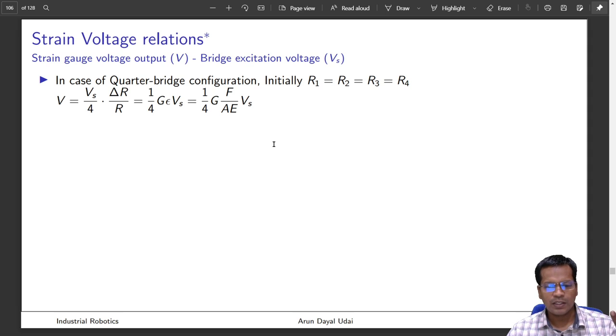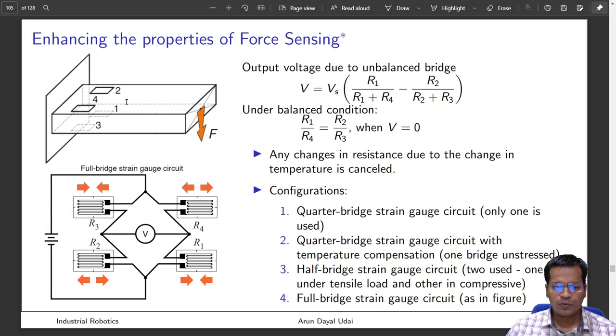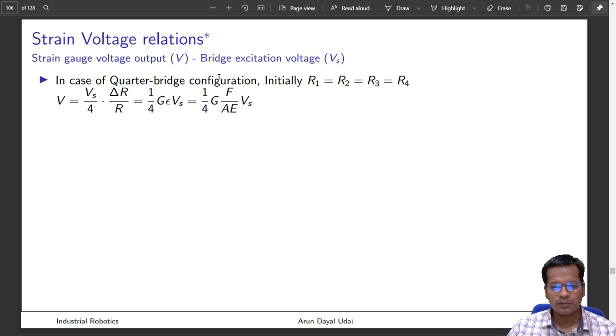Okay, so these are some of the very basic equations, these formulas which are here for different configurations. In case of quarter bridge configuration, when initially you have this, output voltage will vary with this formula. I'll share this slide, or you can stop this video in between and see later how they are related. These are nothing but standard gauge factor, strain gauge, source voltage. 1/4 of that will be the output voltage. So based on strain, voltage output, based on the force, voltage output.